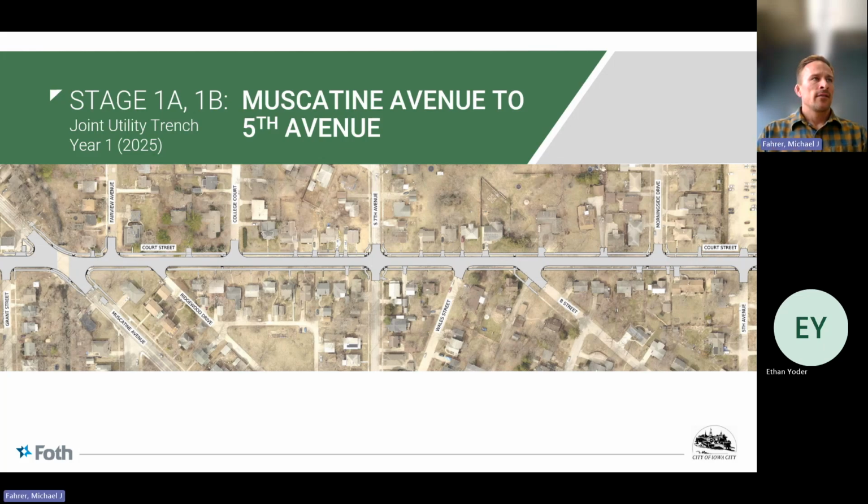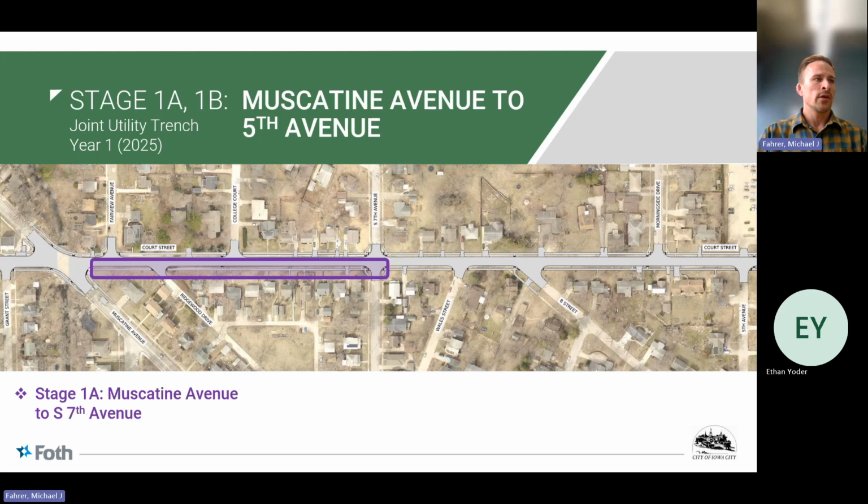So looking at the staging of the project, we'll start out talking about the joint utility trench and how that will be staged. Generally, it will be broken into 4 different segments. The first piece will be between Muscatine Avenue and South First Avenue, on the south side of the road. Again, this will be starting up here in 2025. So that'll be the first piece there.